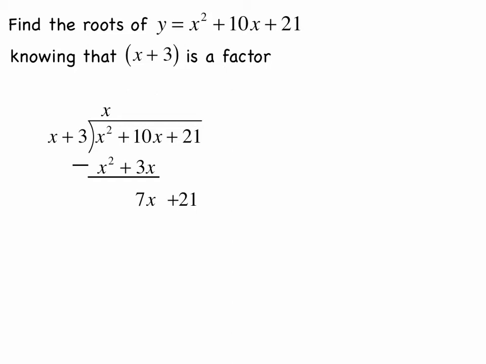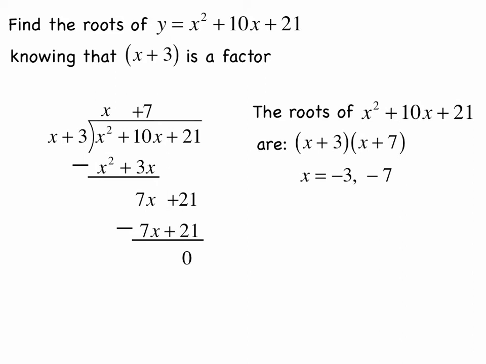So 7x divided by x is a positive 7. I'm multiplying that 7 back again, so 7 times x plus 3 is 7x plus 21. Again, I subtract, so 7x minus 7x, it cancels. 21 minus 21, it cancels. There's nothing left. There is no remainder. So the roots of x squared plus 10x plus 21 are x plus 3 and x plus 7. And if we set this equal to 0, when y is 0, it crosses the x-axis at -3 and -7.